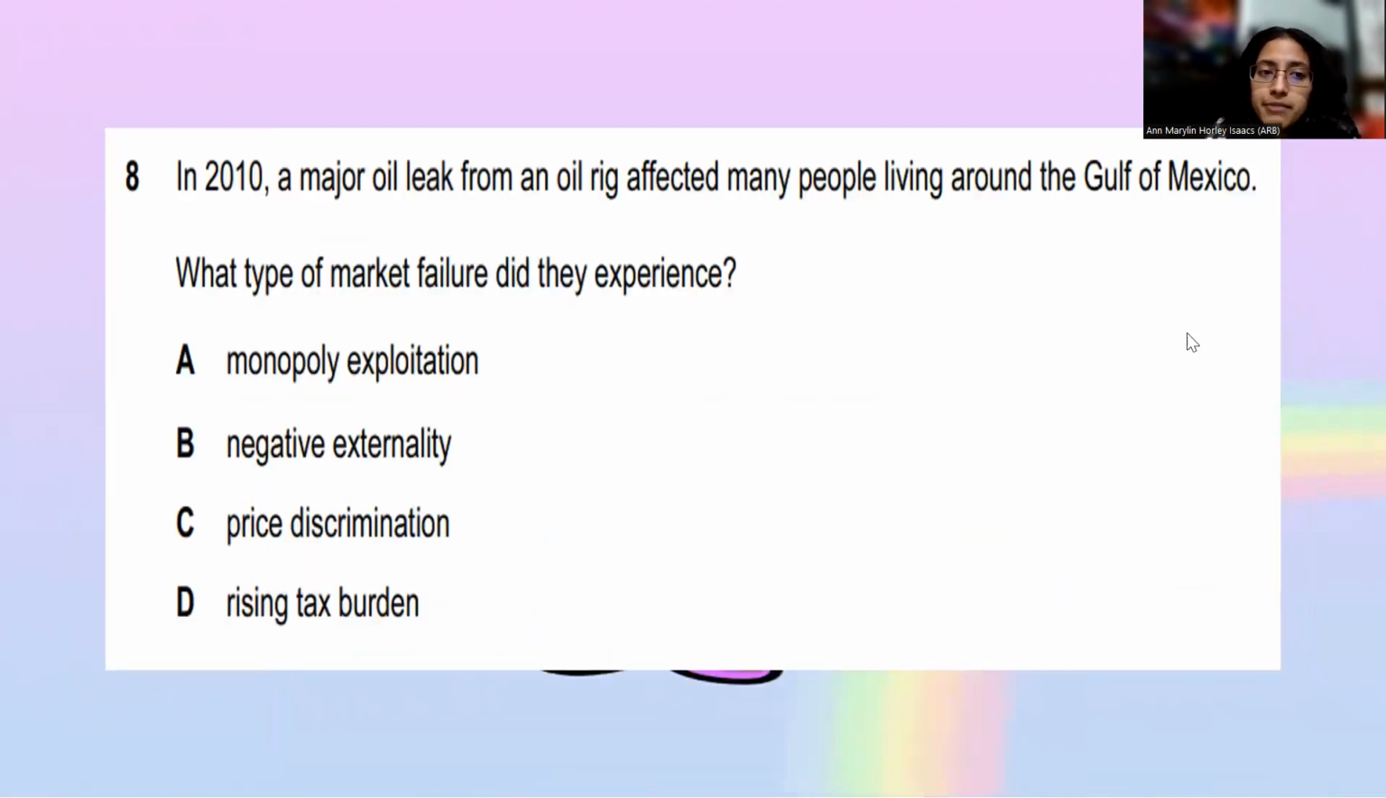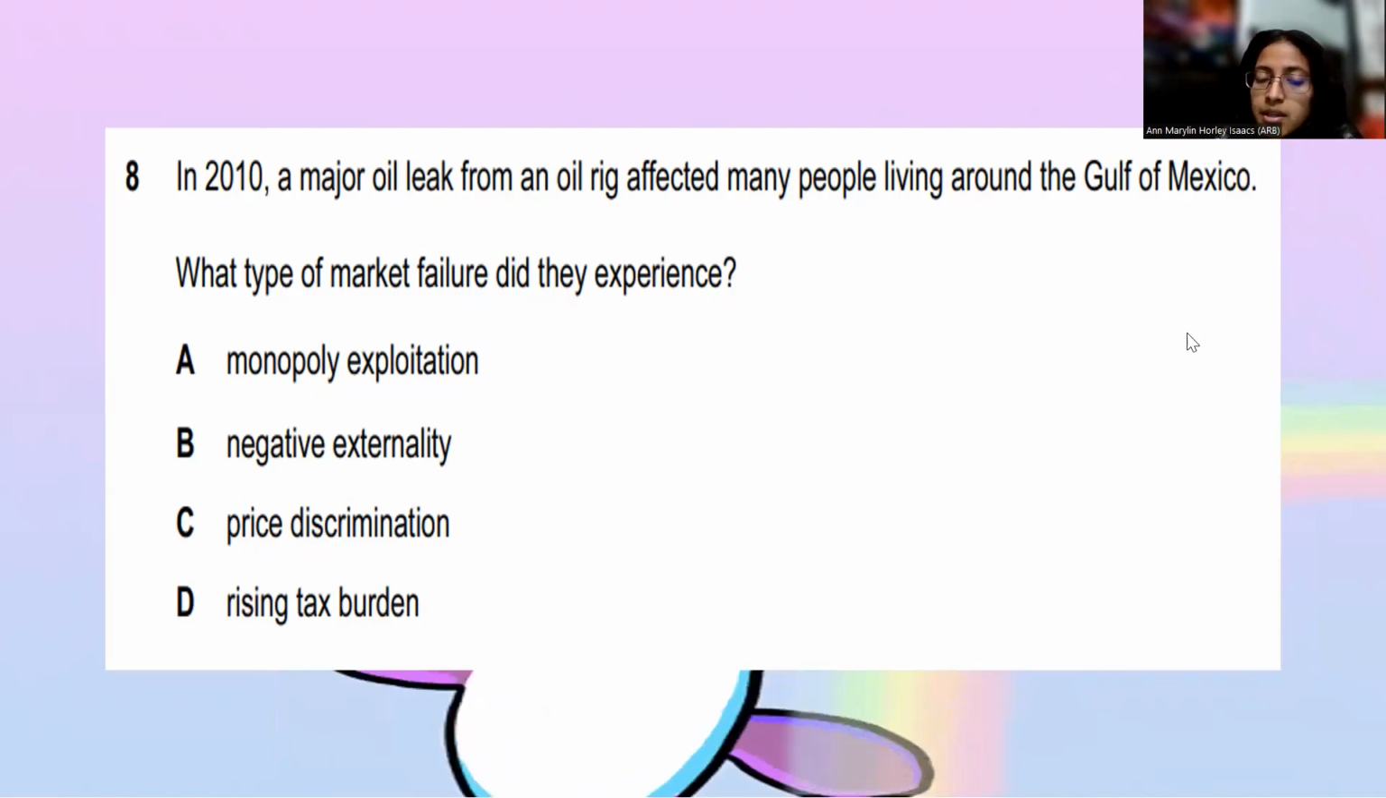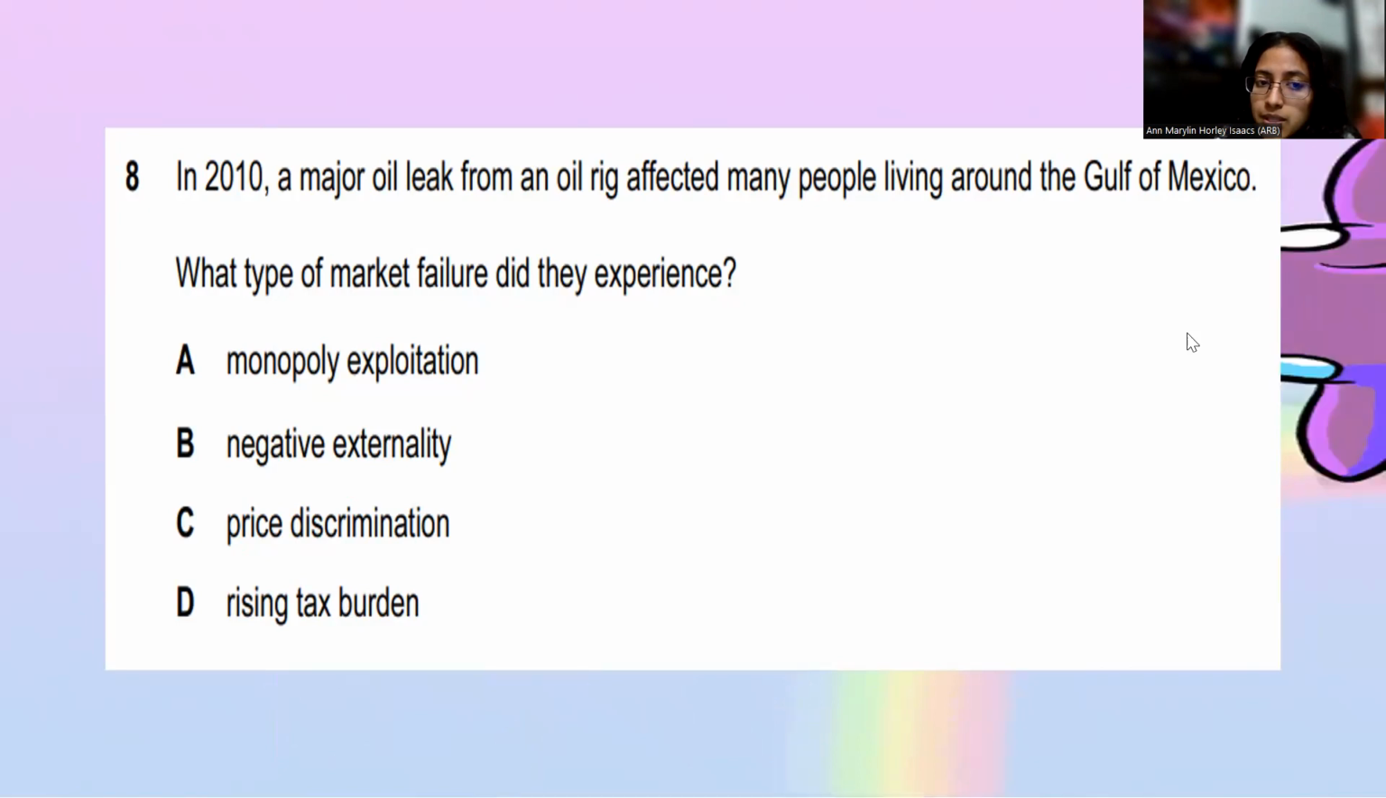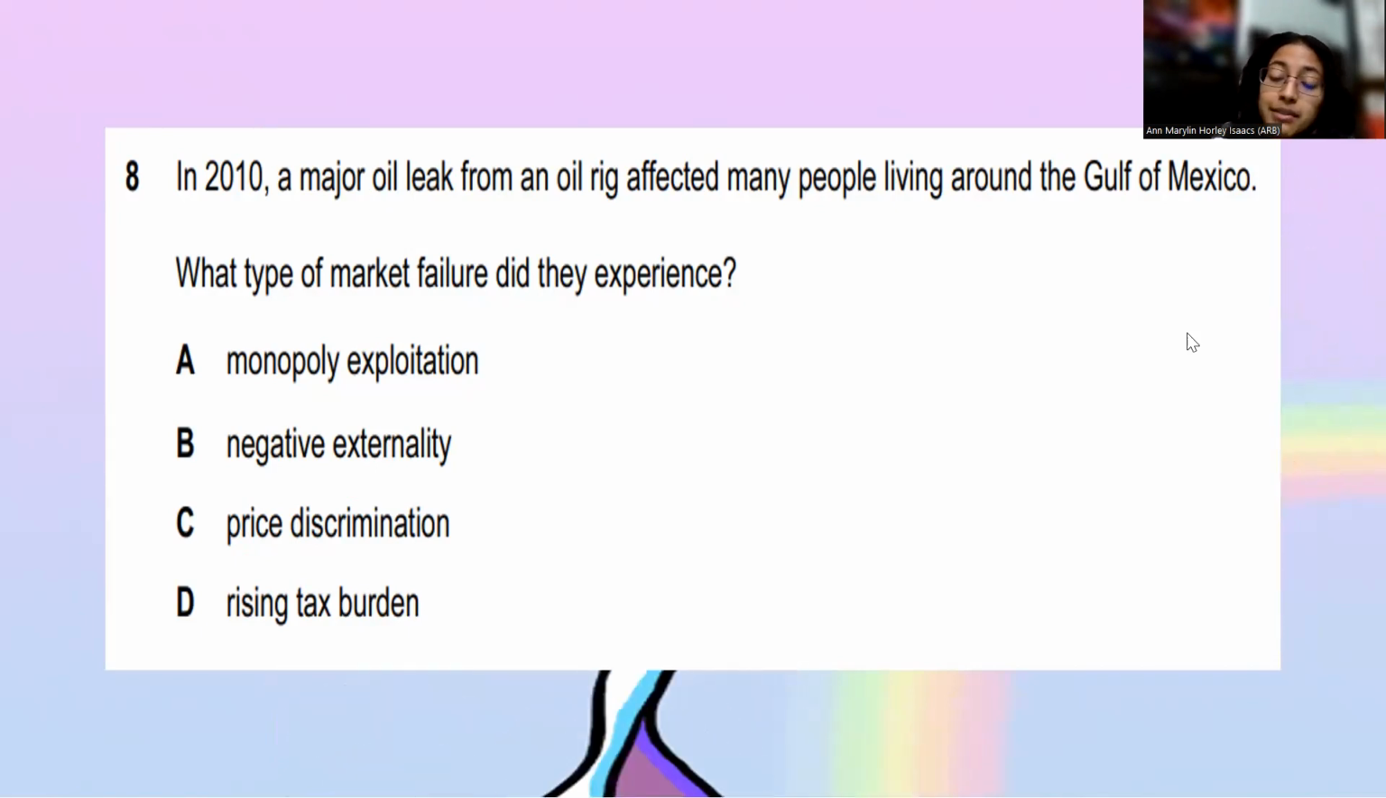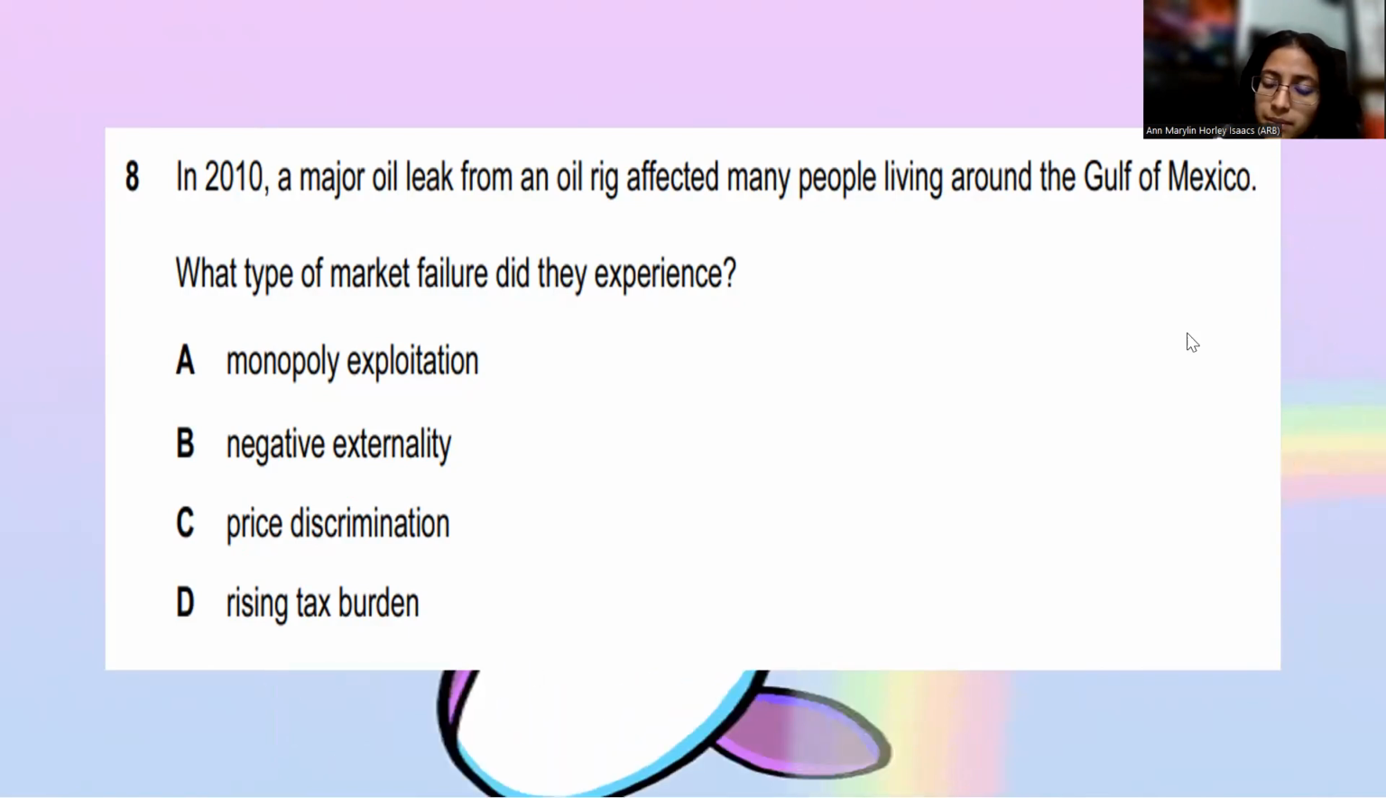Right. Market failure. Number 8. A major oil leak in 2010, a major oil leak from an oil rig affected many people living around the Gulf of Mexico. What type of market failure did they experience? So in this case, market failure, if you remember what we discussed earlier, it's dealing with optimal output. Okay. There are different types of market failures, and a few of them are listed in your textbook, right?